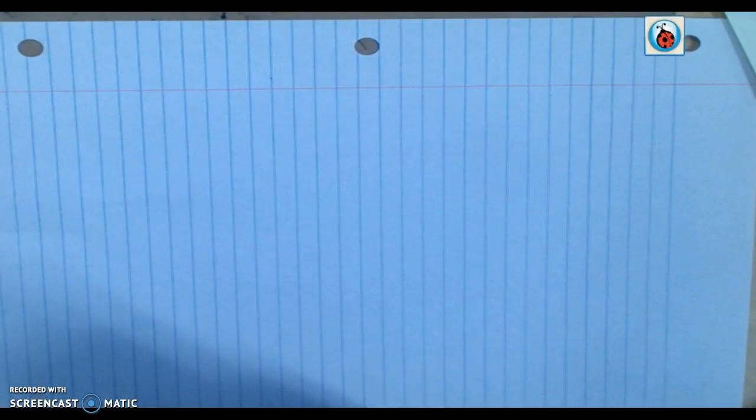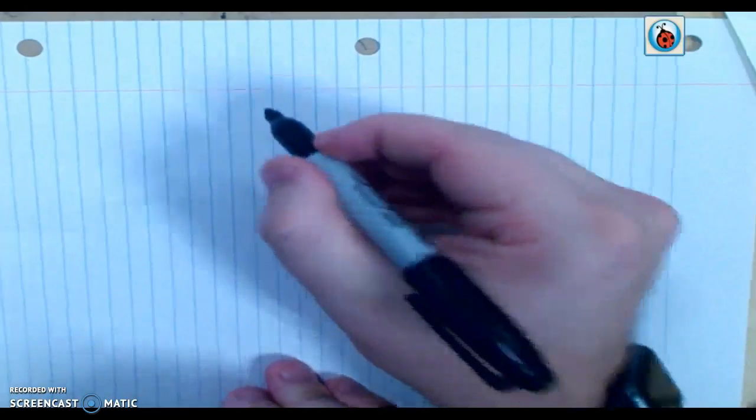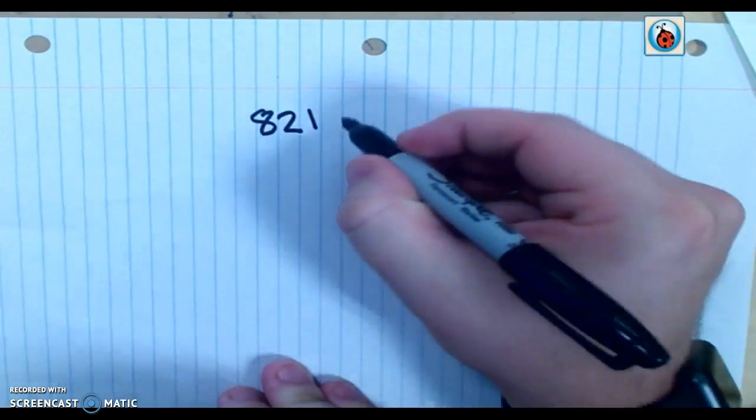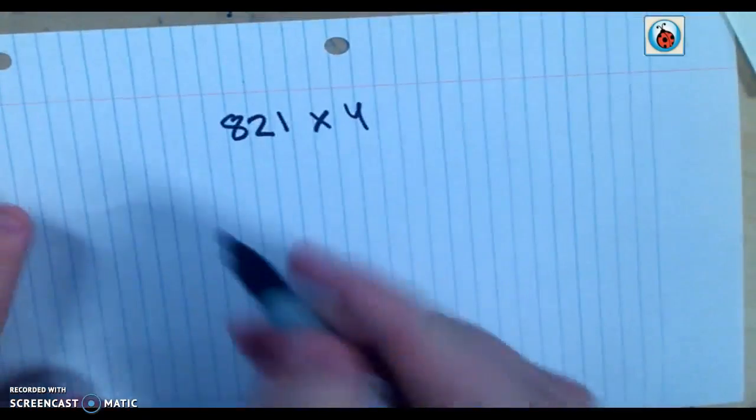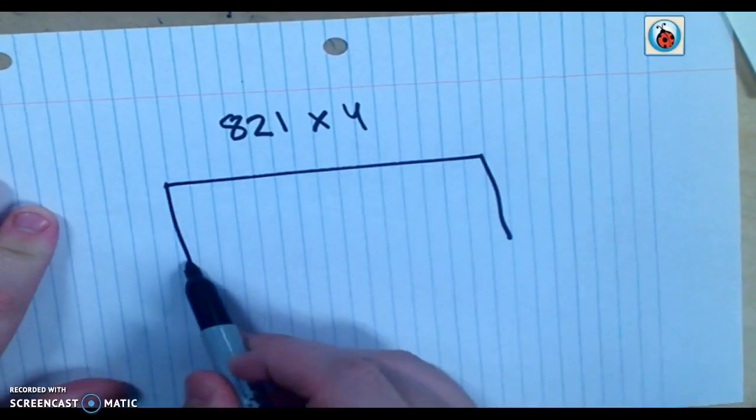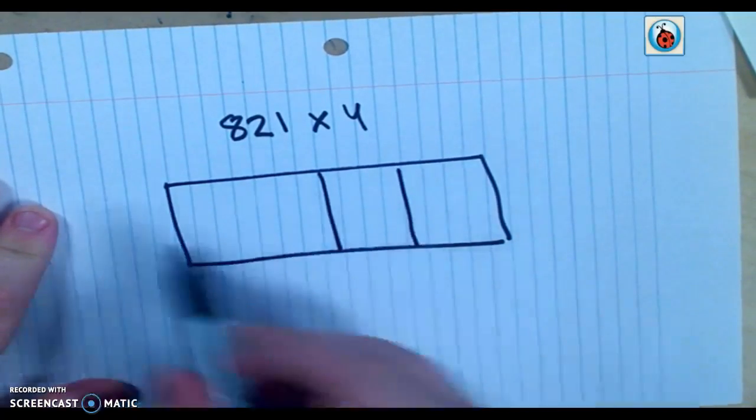So for homework helper this week, I'm going to do 3 of the multiplication problems using 3 different strategies. First, I'm going to start out with the area model, and this is Tuesday night's homework, 821 times 4. And then inside your box is already set up a rectangle with 3 partitioned parts.